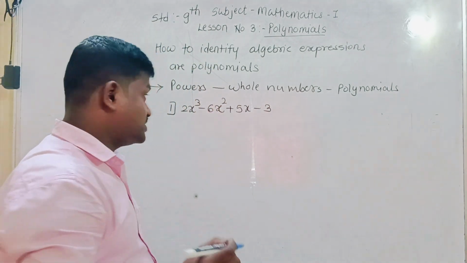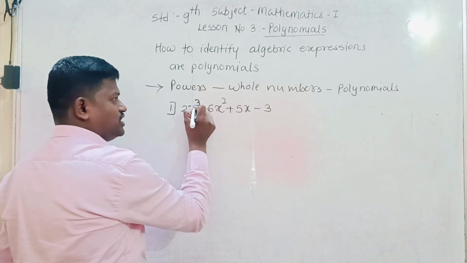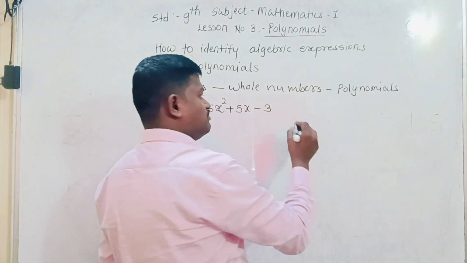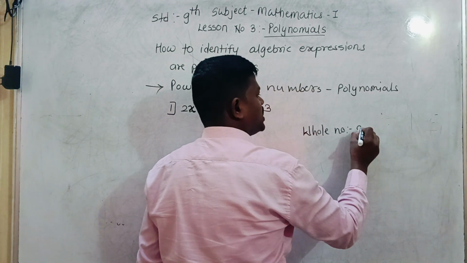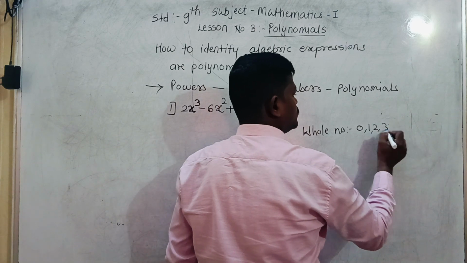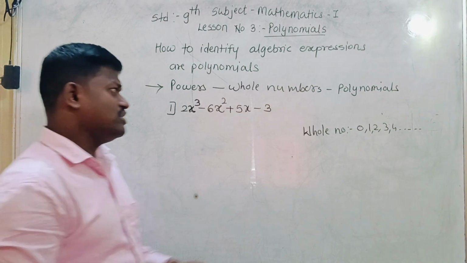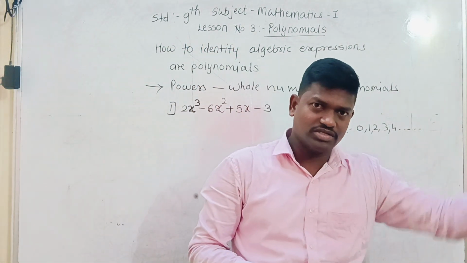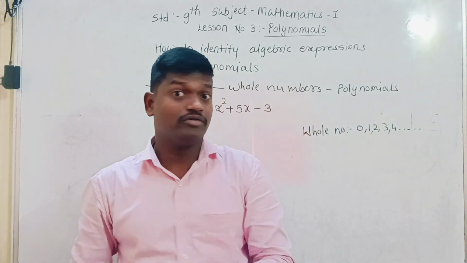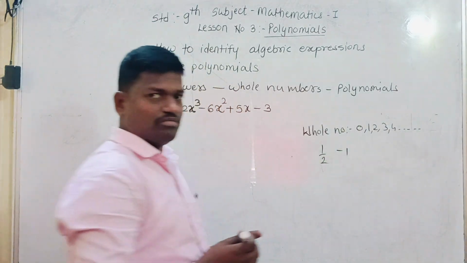Check all powers. See, for x we have 3, that is a whole number. So whole numbers start from 0 to infinity. Only positive numbers, not fractions, not negatives. So this is called a fraction, right? And this is called a negative number. So avoid these.